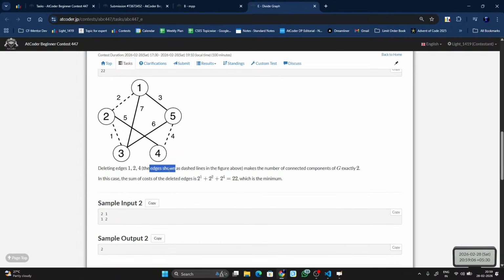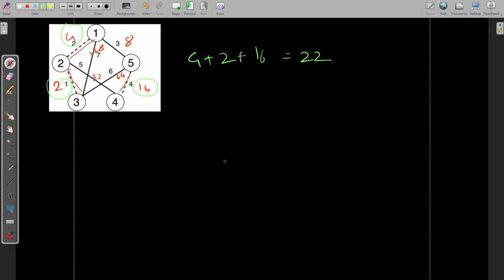Deleting edges 1, 2, 4, the edges shown as the dashed line in the figure above, makes the number of connected components exactly 2, and the sum of deleted edges is also the minimum. So this is the only way where we can achieve the minimum sum. The components would be this. 2 and 4 would fall into the same component, and 1, 3, and 5 would fall in the same component. So these would be the two components, like two disconnected components in the graph.